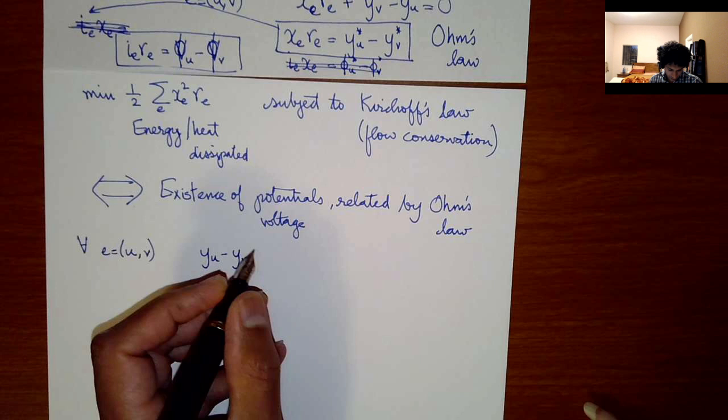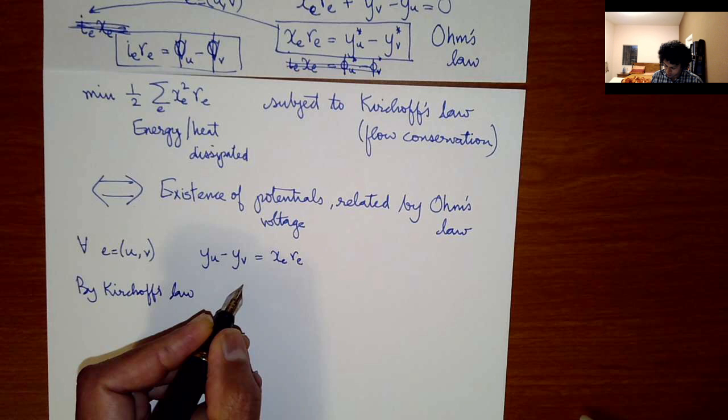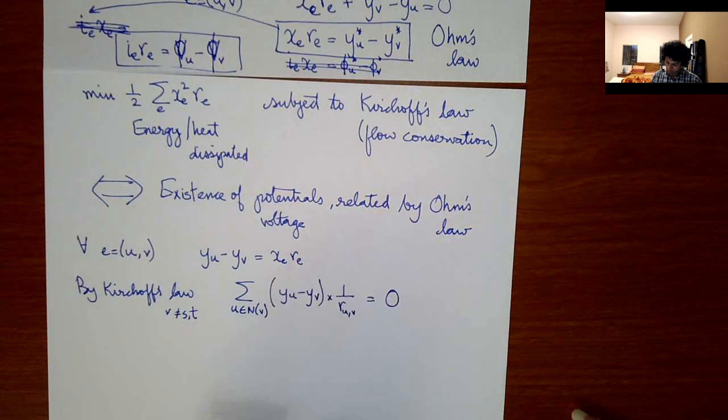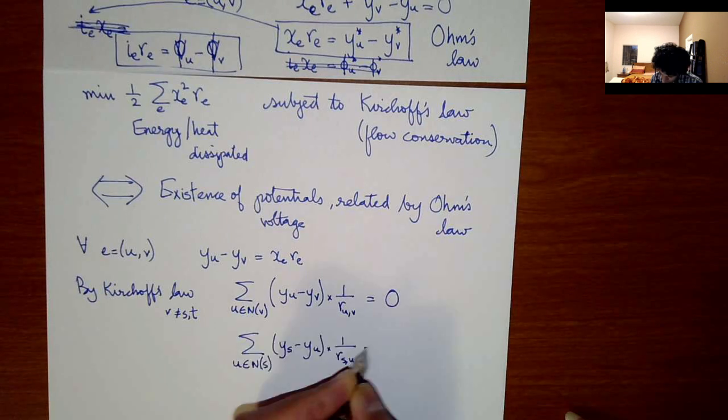Now by Kirchhoff's law, what we know is that, for v not equal to s, t, if you sum over all u in the neighborhood of v of the currents, then you should get 0. We can write this as the summation of (yu minus yv) times 1 over ruv is equal to 0. This is for v not equal to s, t. And of course if you look at s, then for all u in the neighborhood of s, (ys minus yu) times 1 over rsu is equal to 1, because the current coming out of s has to be 1. And then similarly you have something for t.